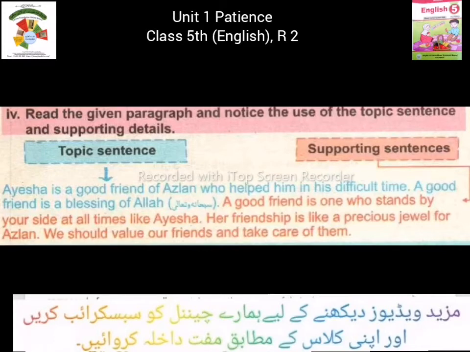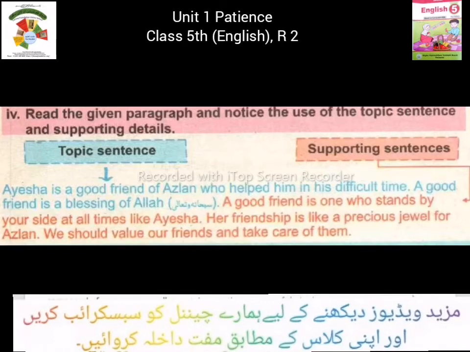Next is a good friend is one who stands by your side at all times like Aisha. Her friendship is like a precious jewel for Azlan. We should value our friends and take care of them. So these are the supporting sentences that give support to this topic sentence, that is a good friend, that is Aisha. Aisha is the good friend of Azlan.